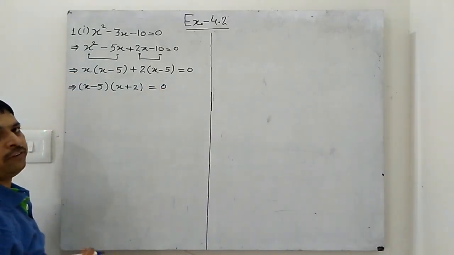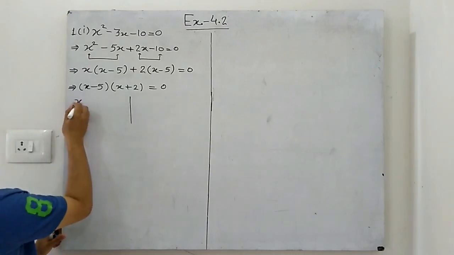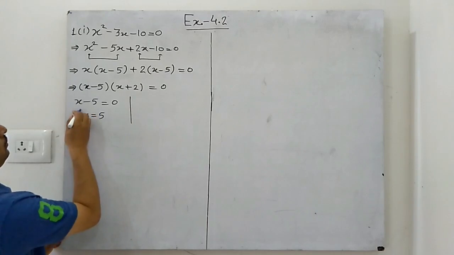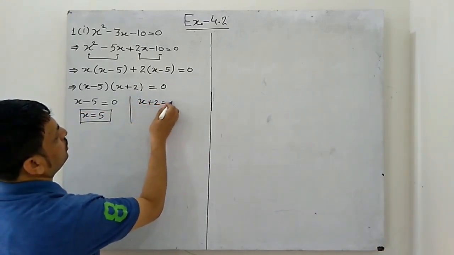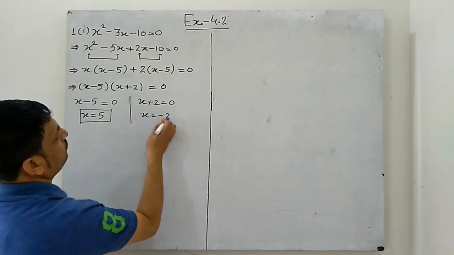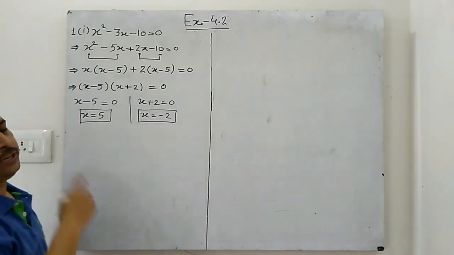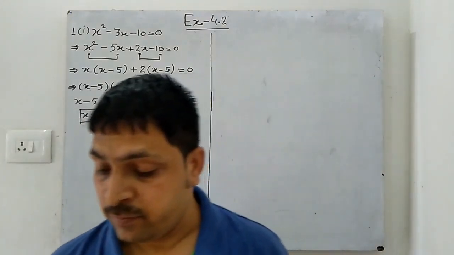Now we have to find the values of x. So first we will put the first factor equal to 0, so the value of x will be 5. Similarly, we can put the second one, x plus 2 equal to 0, so the value of x will be minus 2. Now these are the two roots of the given equation. So that is the factorization method.